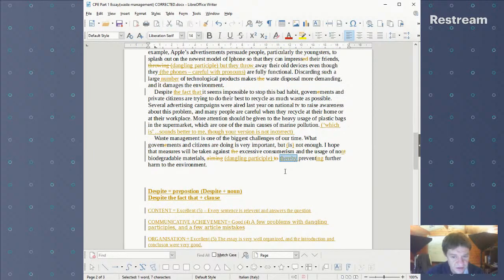It's an excellent word to use in these essays. And you'll see when I look at his other essay that I put this in at the end as well, the same word, thereby. And it means in this way, yeah? In this way, preventing further harm to the environment. So I liked it to finish like that. I felt that it sounded better.